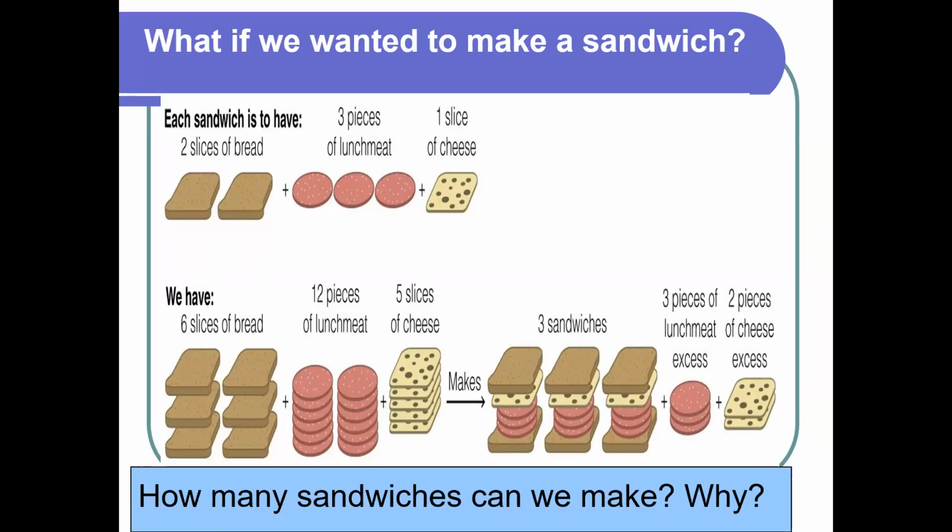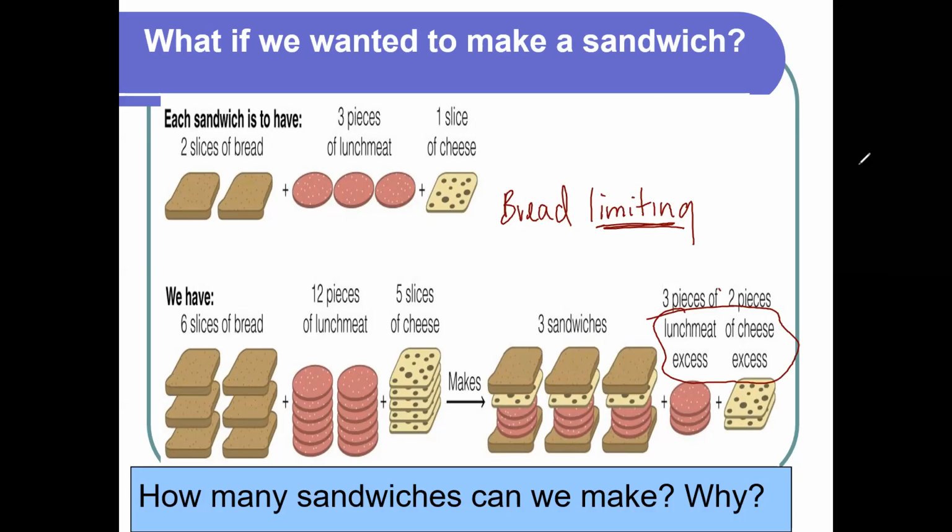What prevented us from making more sandwiches? We needed more bread. Absolutely, that was correct. So the bread was limiting us from making more sandwiches. Bread limiting. And then the lunch meat and the cheese we had in excess. So the bread was limiting us from making more. Next.